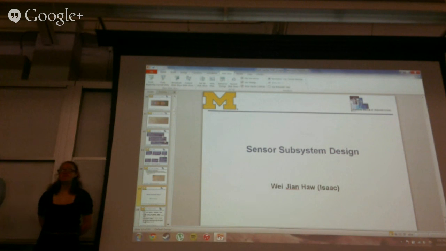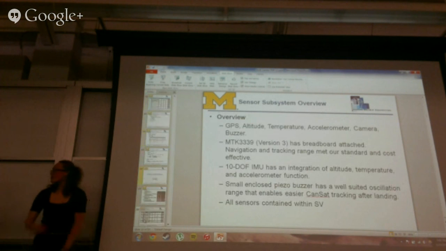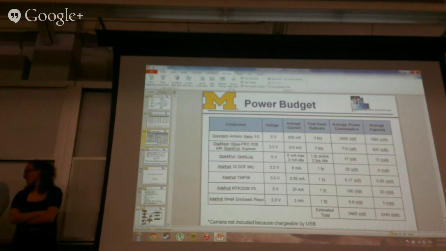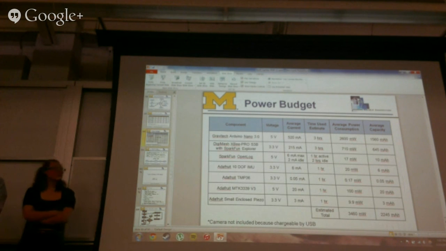On the power source trade study on slide 60, the camera was included in the power budget because it's chargeable by USB. But the battery that's going to be on board, if you're sticking with the Mobius and whatever, and that you can.